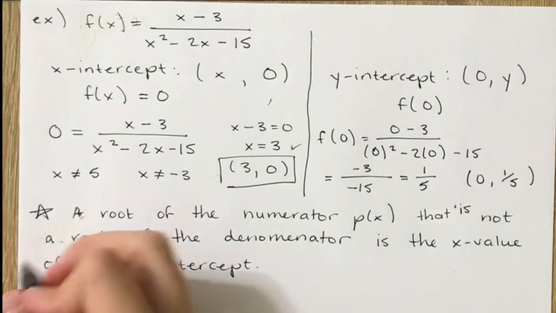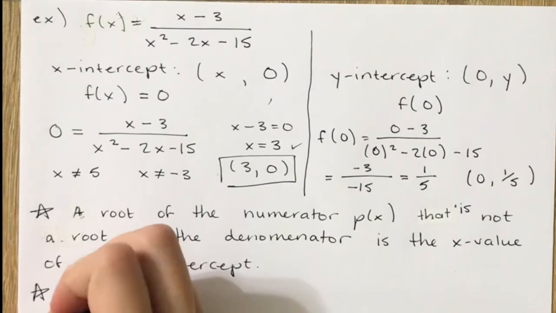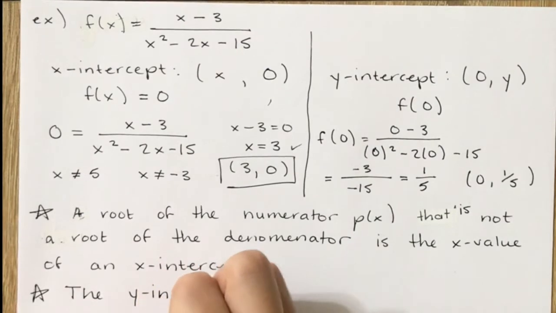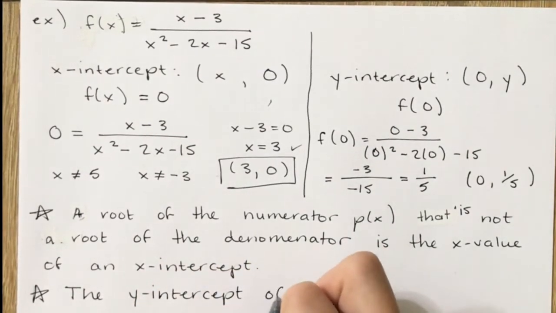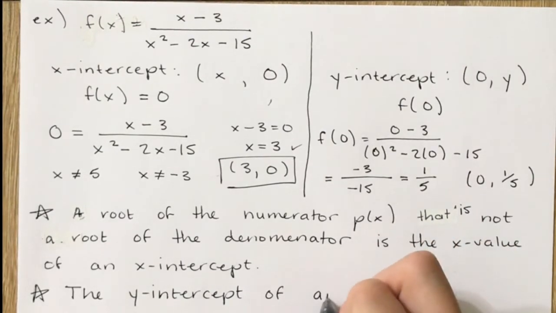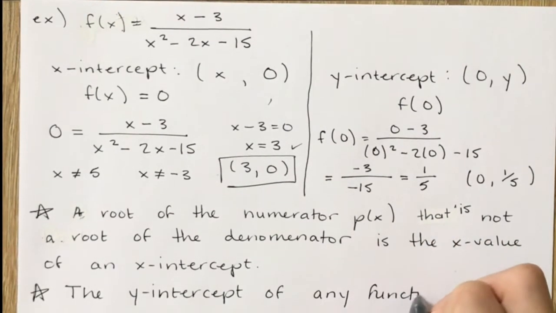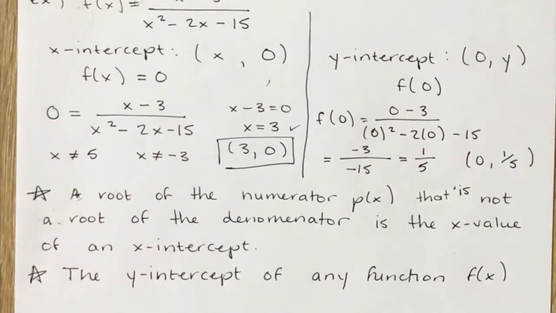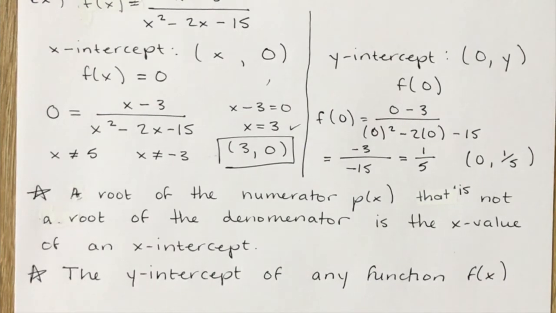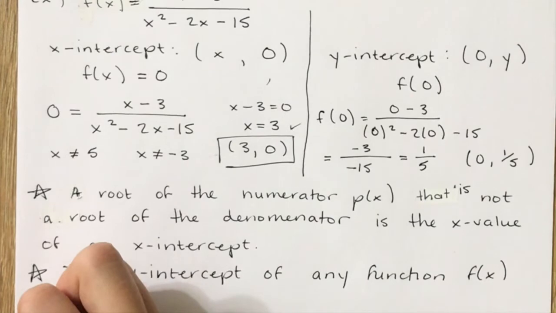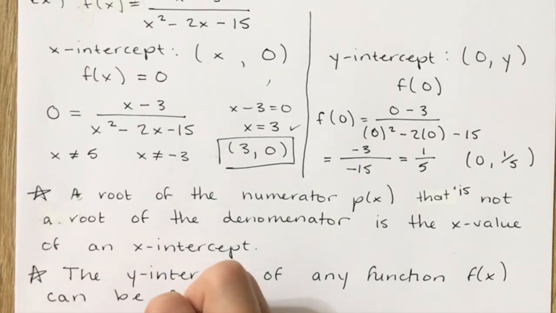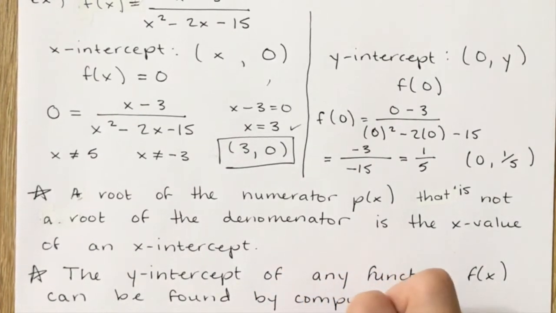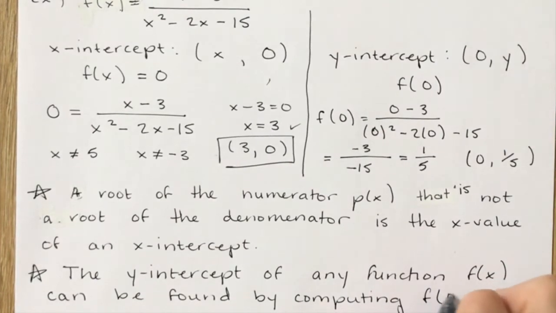That was super easy, right? The y-intercept of any function, actually, not just a rational function, f of x, can be found by computing f of 0.